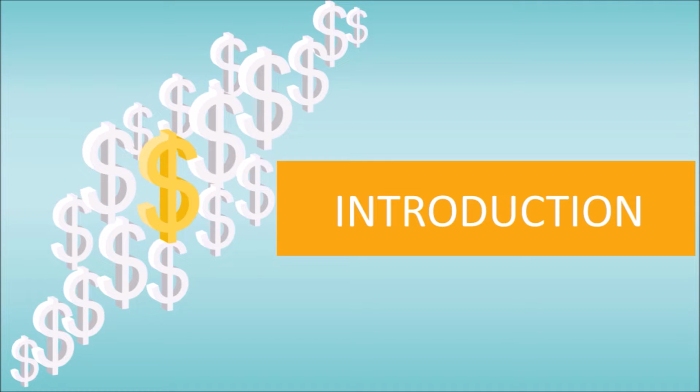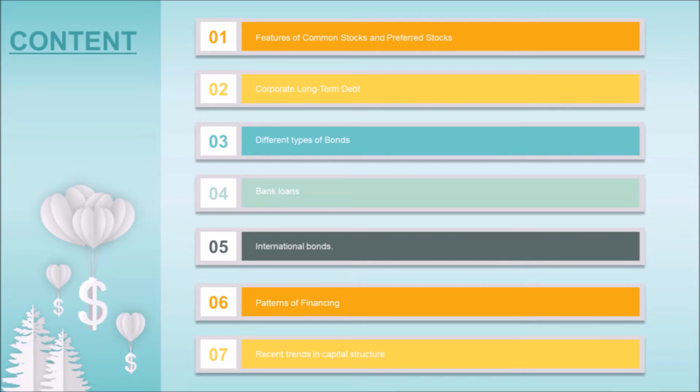Okay, so I would like to have an introduction first. When a business borrows from a bank using long-term finance methods, it expects to pay back the loan over more than a 1-year period. For example, it may include making payments on a 20-year mortgage. So, in this long-term financing, we have features of common stock and preferred stocks, corporate long-term debt, different types of bonds, bank loans, international bonds, patterns of financing, and finally the recent change in capital structure.